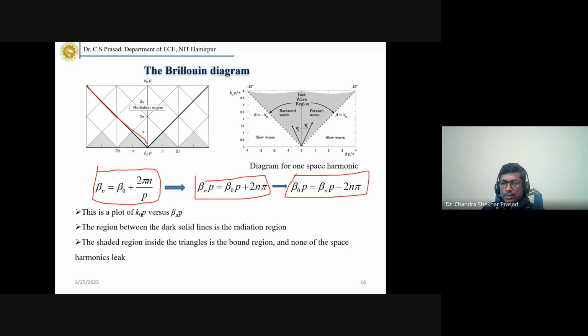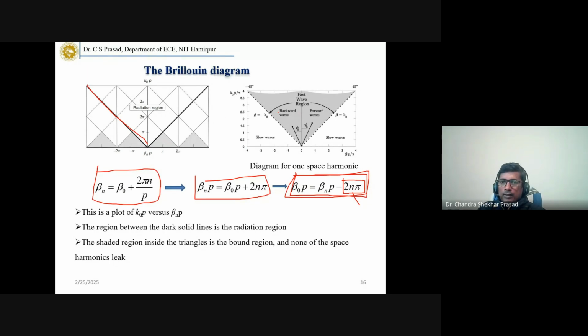And if you change the value of n, this graph will just shift, because this is a linear equation like y equal to mx plus c. This part is constant for a given n. So if you change n, this constant c will change, so the graph will only shift.